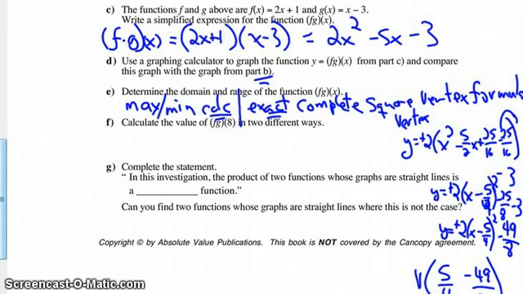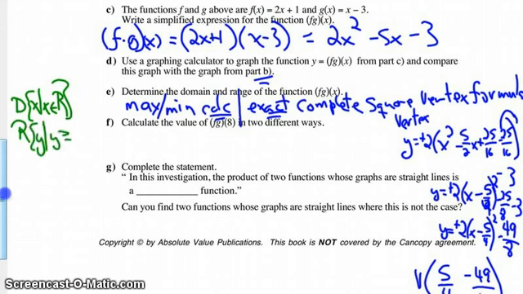So when it says determine the domain and range, go back to here, and what's a domain? Well, clearly it's a parabola, so the domain is x such that x is an element of reals. But because you now know the vertex, the range is y such that y is greater than or equal to minus 49/8, and y is an element of reals.